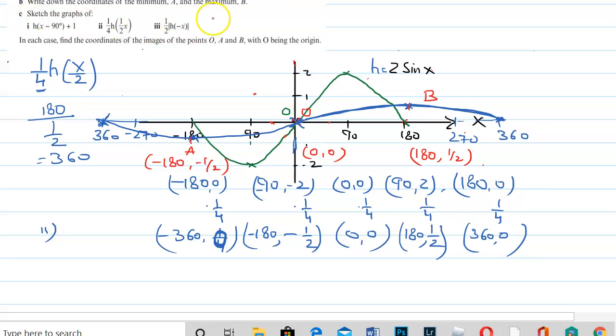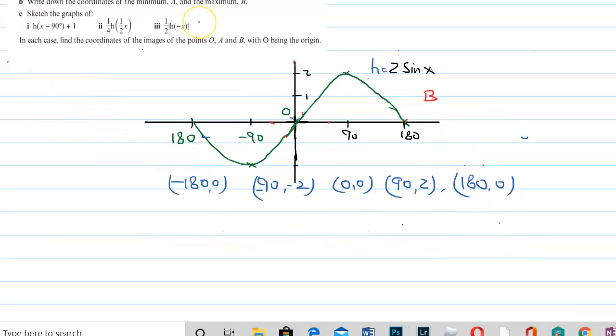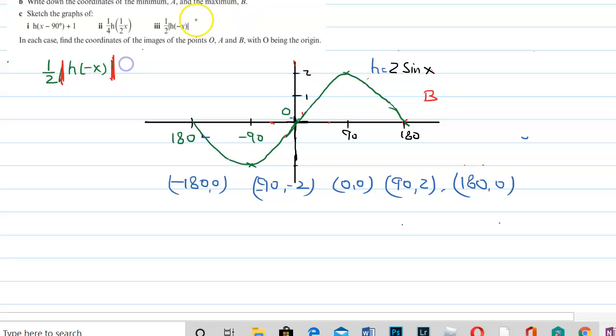So this was the graph of part C, second one. Now let's draw the graph for the third part. Now we come to part C, third part of the C. So it says half modulus H minus X. So this question is having a modulus here. So first let's try to find how to solve this. And these are the coordinates. So this is going to affect the y-axis. We multiply this by y-axis.